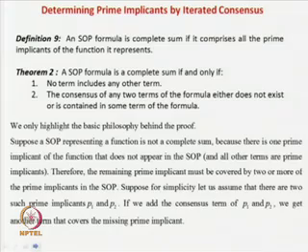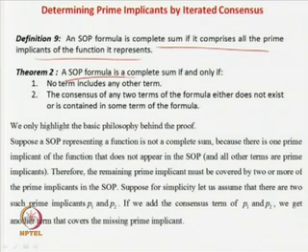So how is it? You see, this is just the definition. An SOP formula is a complete sum if it comprises all the prime implicants of the function it represents. So we say that if all the prime implicants are involved, it is a complete sum. Now we say an SOP is a complete sum if and only if no term includes any other term.